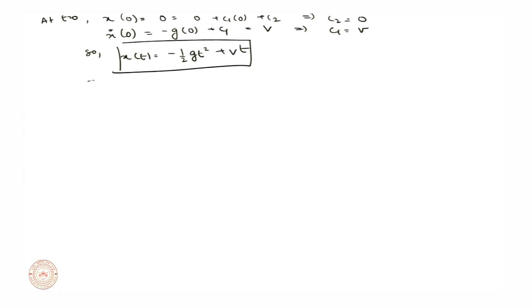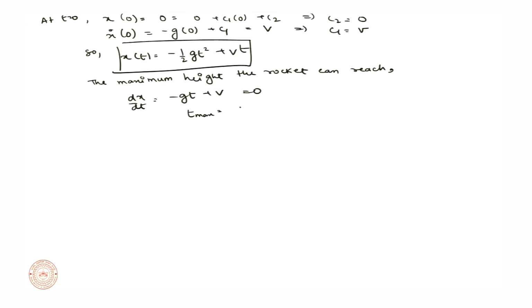What is the maximum height the rocket can reach? We need to find x max. So, we can take the first derivative dx by dt, which is minus g t plus v, and make this equal to 0. So, the time required to reach the maximum height is v over g.